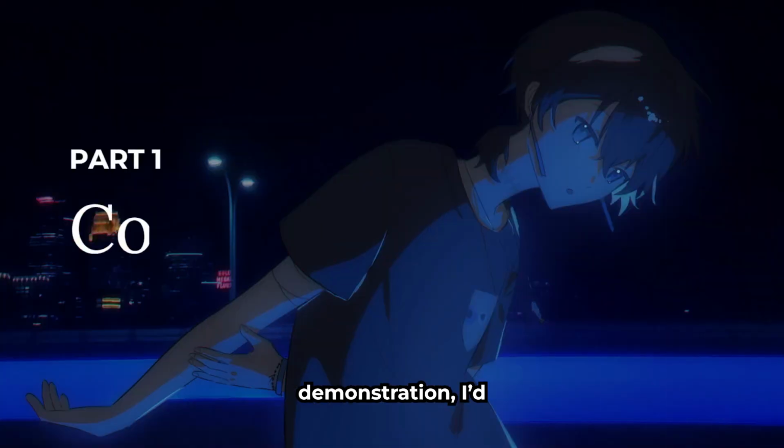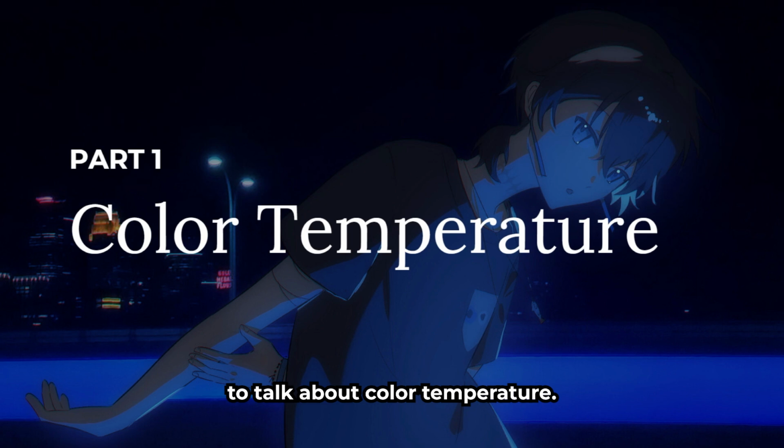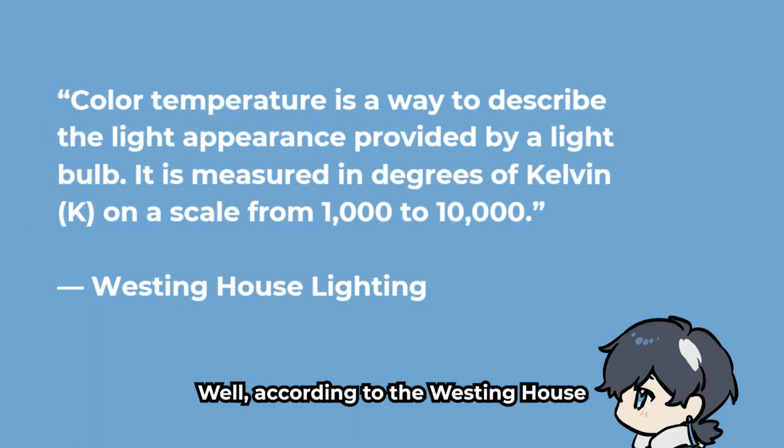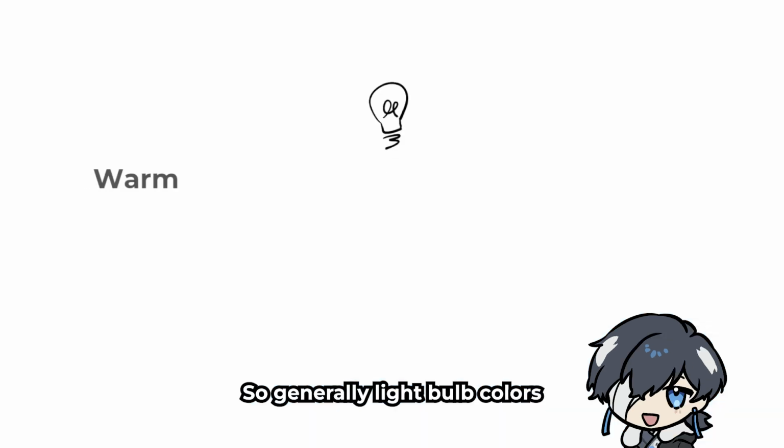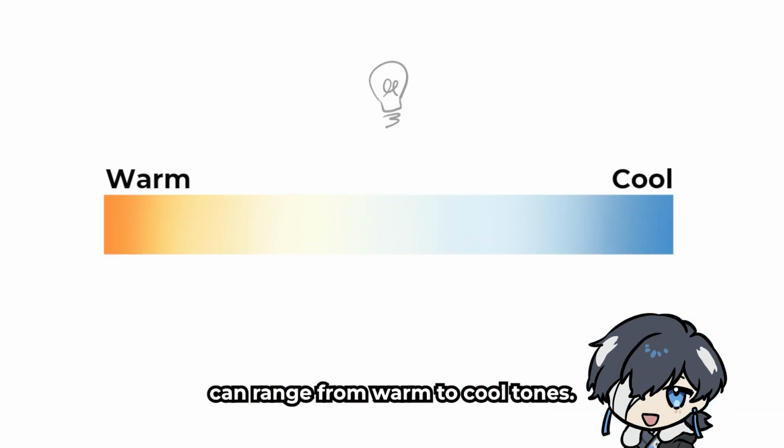Before getting into the drawing demonstration, I'd like to first take some time to talk about color temperature. So what exactly is color temperature? Well, according to the Westinghouse Lighting Company, color temperature is a way to describe the light appearance provided by a light bulb. It is measured in degrees of Kelvin, K, on a scale from 1000 to 10,000. So generally, light bulb colors can range from warm to cool tones.